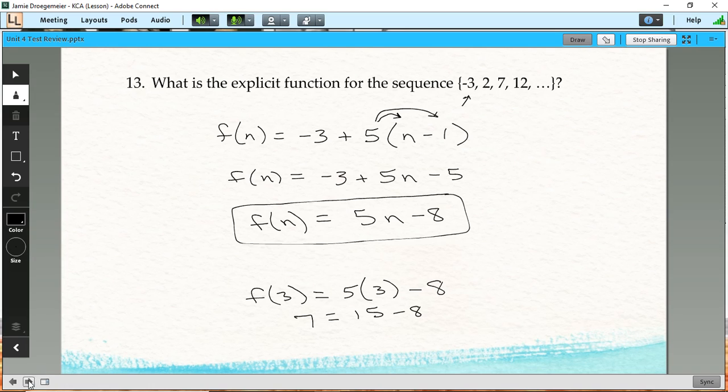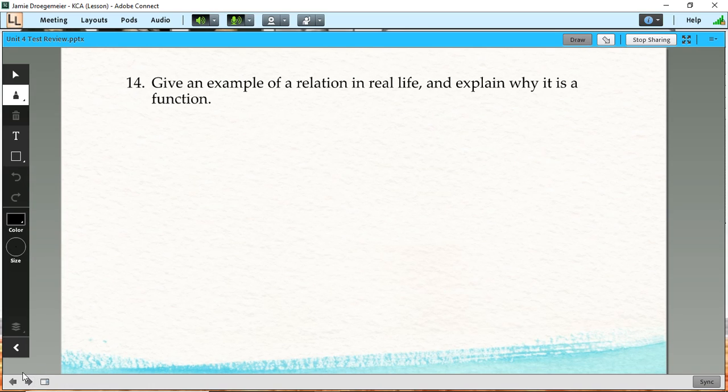All right, on to number 14. We want to give an example of a relation in real life and explain why it is a function. All right, so this is an essay type of question here. What we would want to talk about is what makes something a function. Well, when we talked about functions, we talked about we have inputs and outputs. To be a function, each input has only one output.